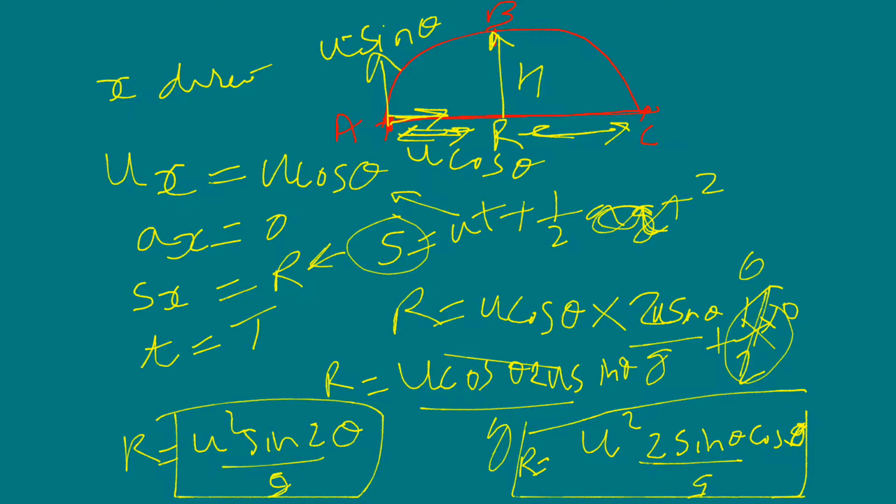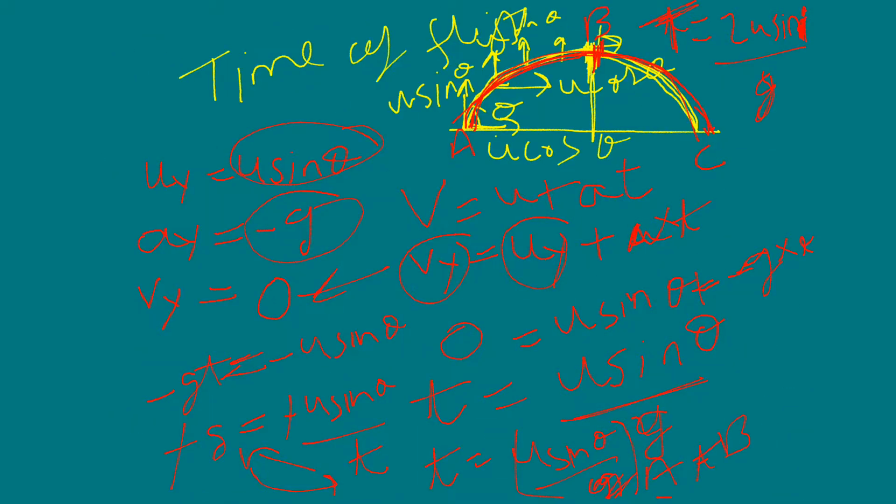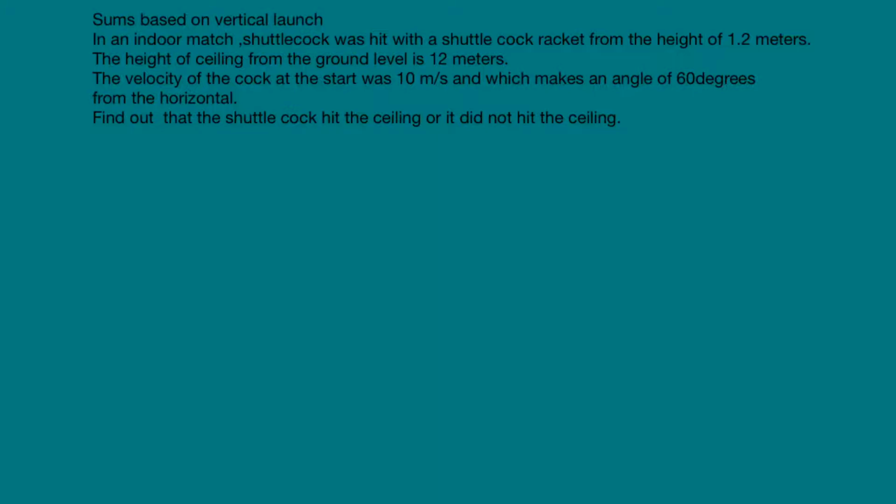Now we will solve a question based on this vertical launch. The question says that in an indoor match, a shuttlecock was hit with a racket from a height of 1.2 meters from the ground level. The height of the ceiling from the ground level is 12 meters. The velocity of the cock at the start was 10 meters per second, which makes an angle of 60 degrees from the horizontal. Find out whether the shuttlecock hit the ceiling or not.